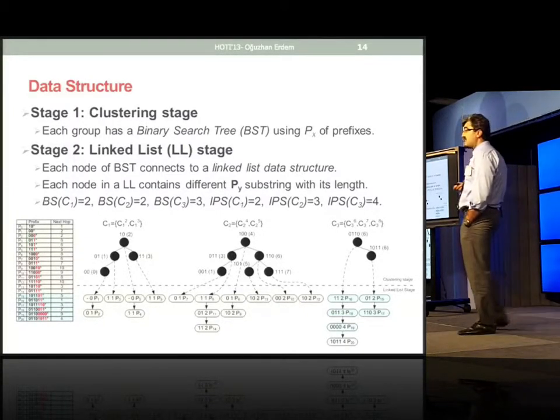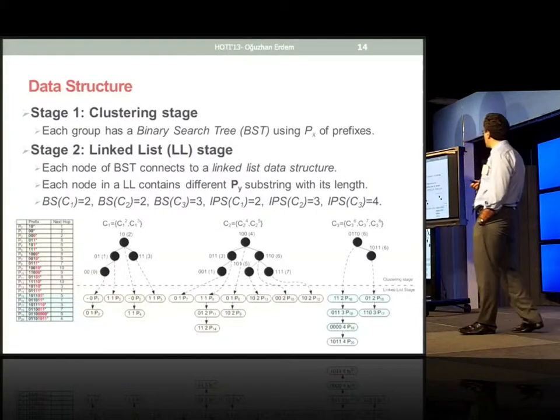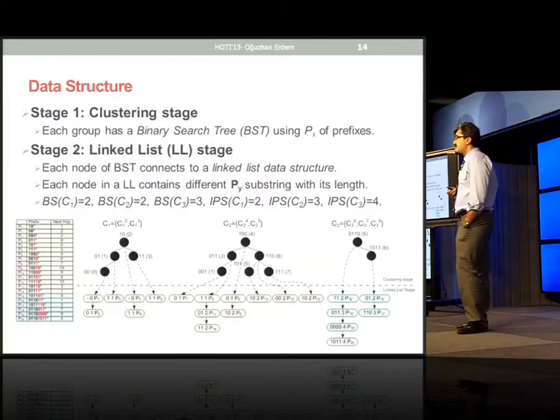The depth of the linked list in the second stage depends on the number of prefixes that share the same px part. For instance, in cluster 2, P11, P8, and P14 have the same px part. Therefore, they are in the same list.